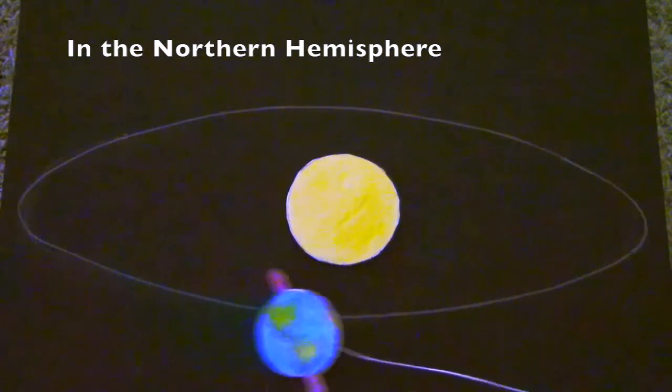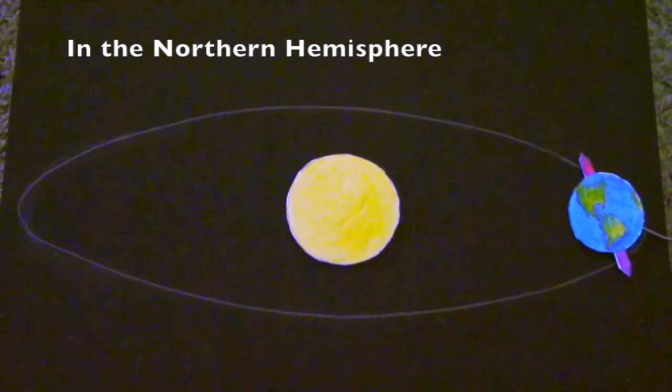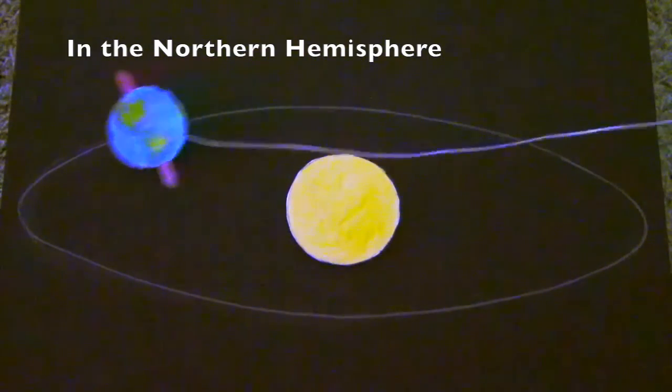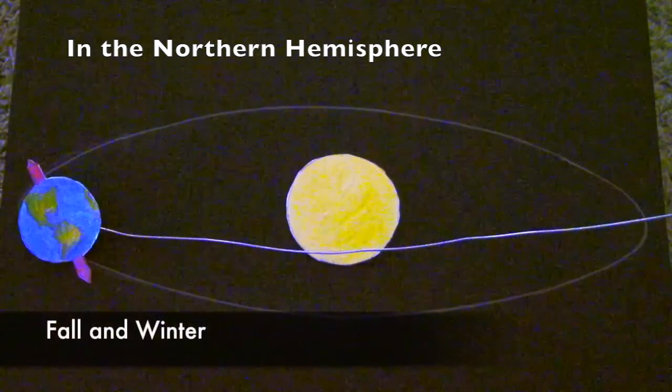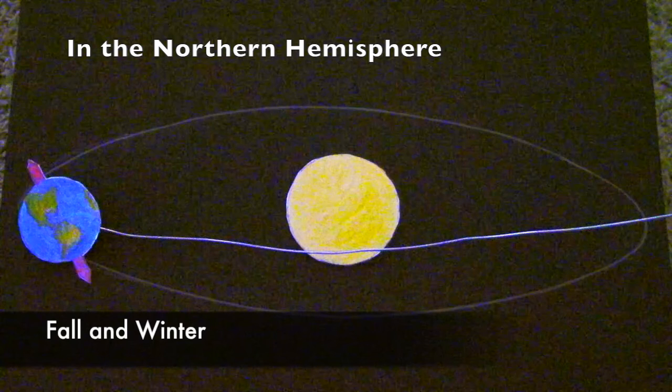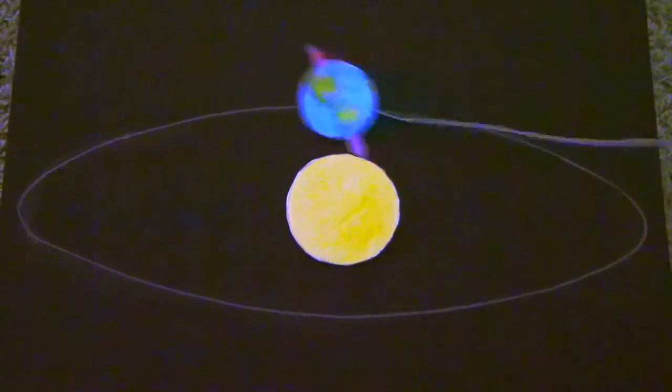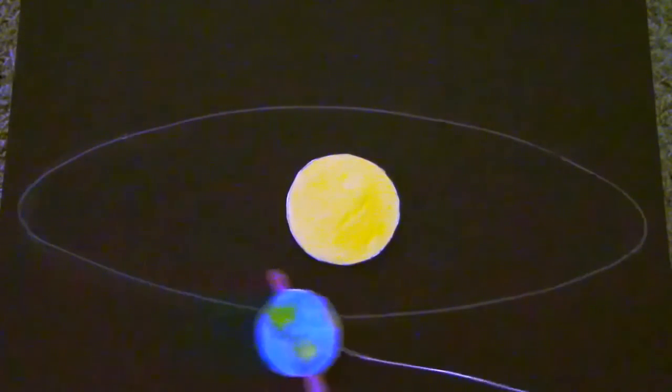So here it is, appearing to tilt forward toward the sun when it is spring and summer. And here it is, appearing to tilt back away from the sun when it is fall and winter. So the seasons change as our planet revolves around the sun.